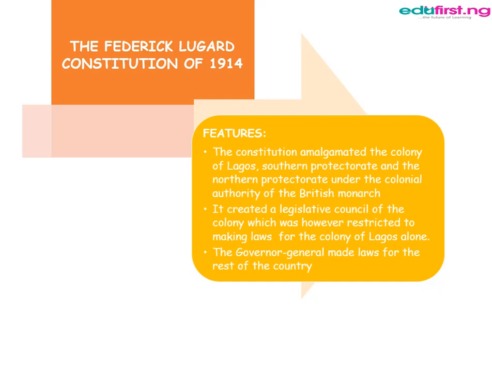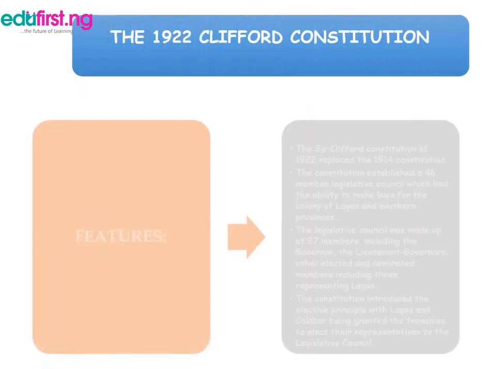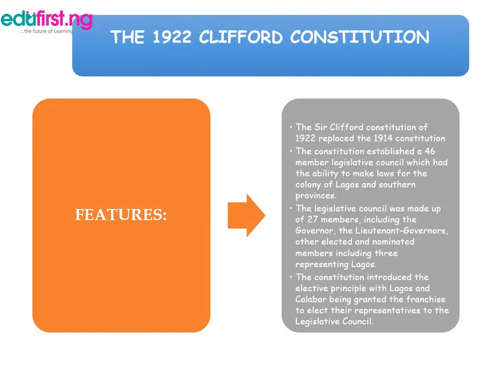Now, after the 1914 constitution, we had the 1922 Clifford Constitution. There were a lot of weaknesses in the Frederick Lugard Constitution, which the Clifford Constitution tried to amend and improve. The Constitution established the Legislative Council. It was a 46-member Legislative Council, and the members of the council were made up of the governor, the lieutenant governors, and representatives from the Lagos colony.